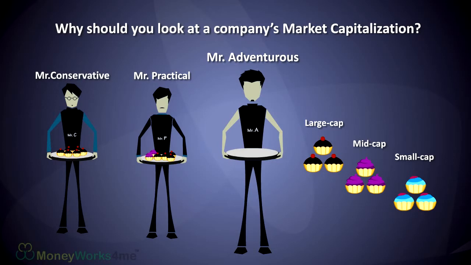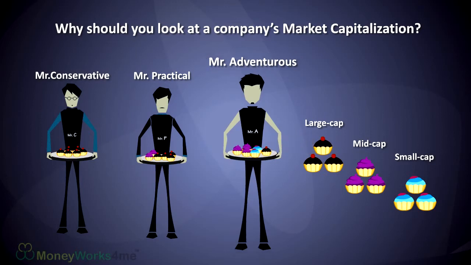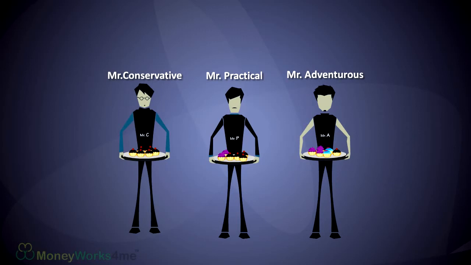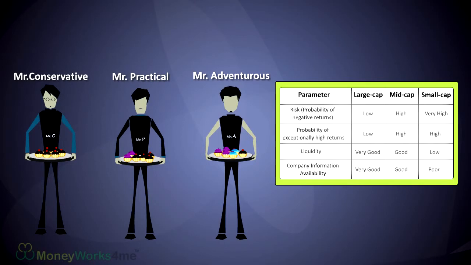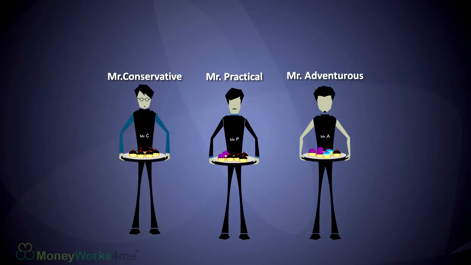Mr. Adventurous, on the other hand, is willing to risk losing a large part of his investment for the possibility of getting very high returns on his investments. So, he invests most of his funds in risky mid-cap and highly risky small-cap stocks. He keeps a very small part of his fund invested in large-cap stocks. This is how market capitalization plays an important role in deciding which companies you should invest in, considering your expected returns and your risk appetite.